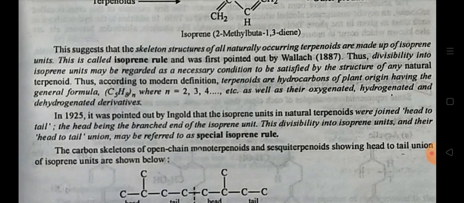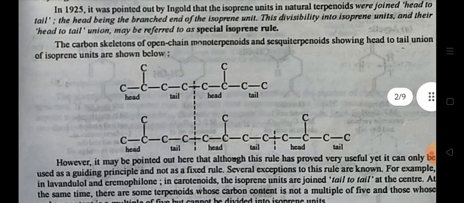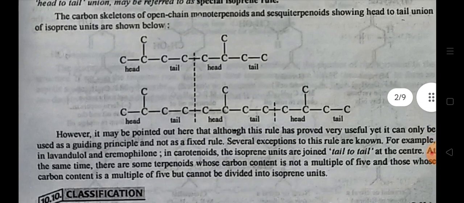In 1925, it was pointed out by Ingold that the isoprene units in natural terpenoids were joined head to tail, the head being the branch end of the isoprene unit. This divisibility into isoprene units and their head to tail union may be referred to as the special isoprene rule. The carbon skeleton of open chain monoterpenoids and sesquiterpenoids showed head to tail union of isoprene units as shown below. Here the structure is given.